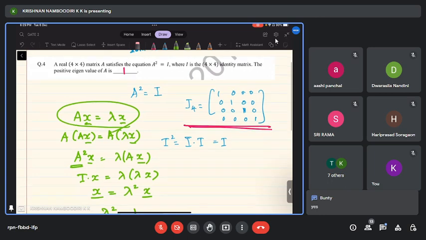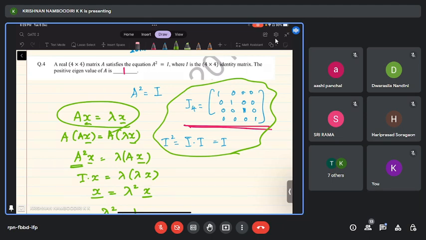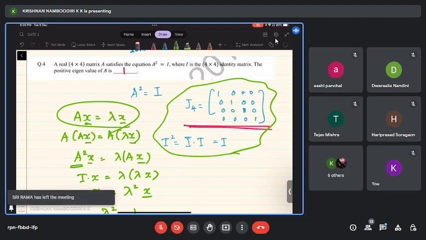This is the very convenient way of answering that question. We can simply visualize some matrix and write the answer, because this should be correct for all matrices such that A square equal to I. Otherwise, the question will be incorrect. It's not a multiple choice question, it's a numerical answer type question. If the question has multiple correct answers, then the GATE authorities will give marks to everyone, or otherwise cancel the question. So you need not worry about that.